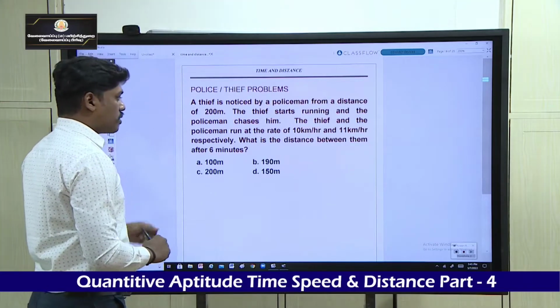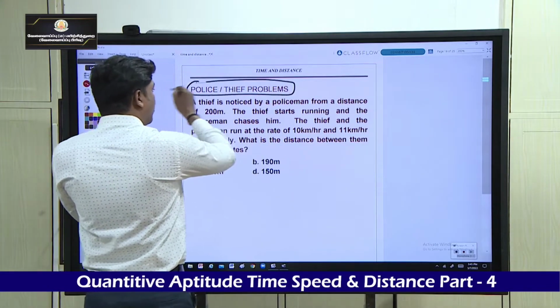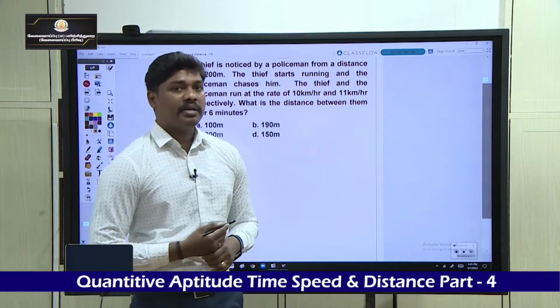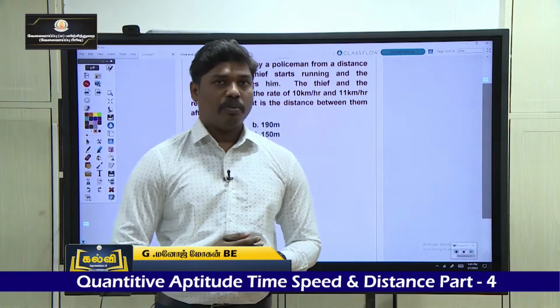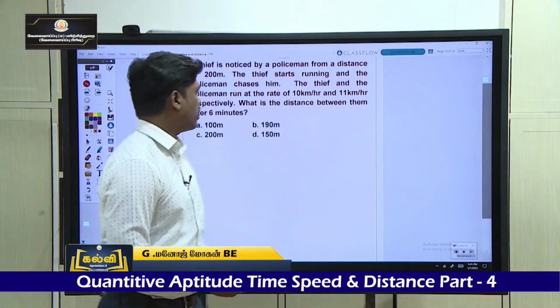The topic which I am going to take here is time, speed and distance. Next problem. This problem is based on police and thief. Which person would chase which person? Obviously, the thief runs, the police chases.